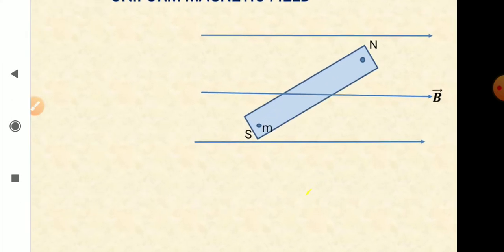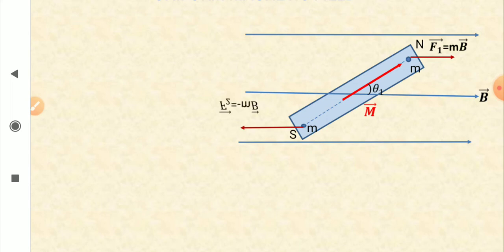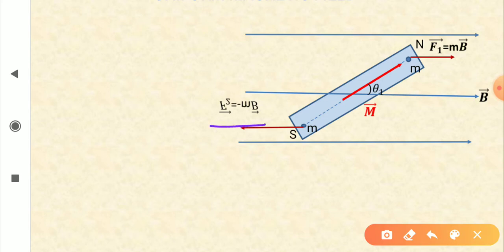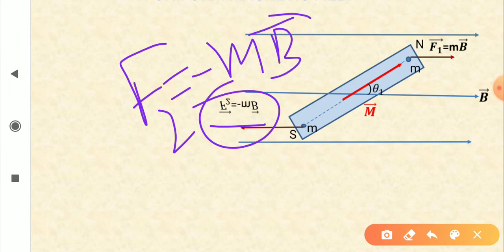Now, potential energy of a bar magnet placed in uniform magnetic field. So if we have uniform magnetic field B and a magnet is placed in this magnetic field with pole strength M, magnetic dipole moment M at an angle theta 1. The forces on the poles are F1 equal to Mb and F2 equal to minus Mb. See, this is inverted. F2 is equal to minus Mb.